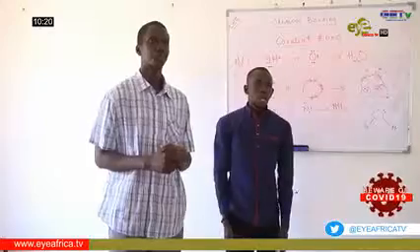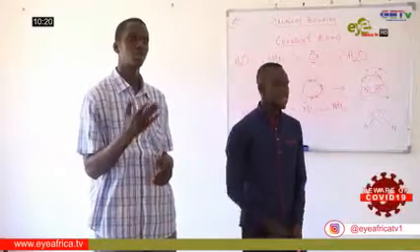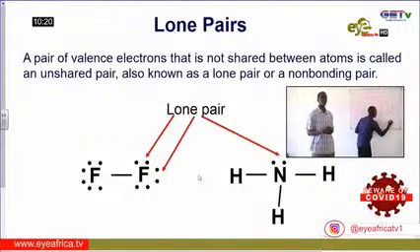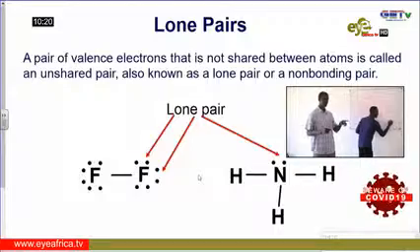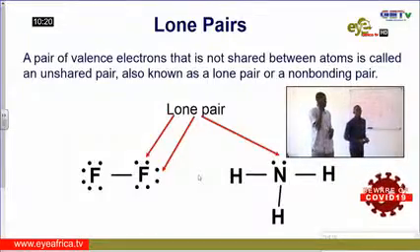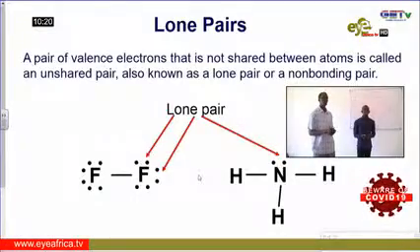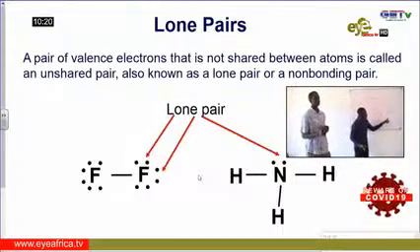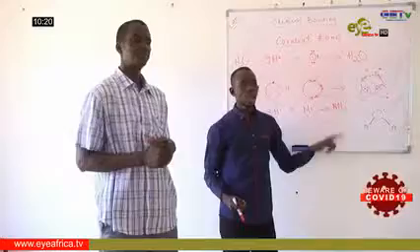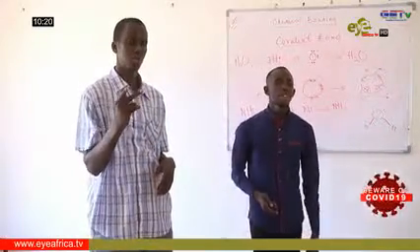Now, a Lewis dot structure will commonly represent the covalent bonds by what? Dash. That is these lines. See, the bonds are represented by using dash. And each dash represents what? A pair of electrons. Now, a pair of valence electrons that is not shared between atoms is called an unshared pair. Like these ones. These are the unshared pairs. Also known as lone pairs of electrons or non-bonding pairs.